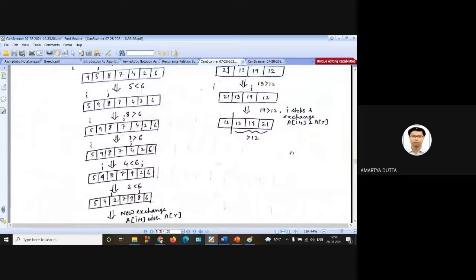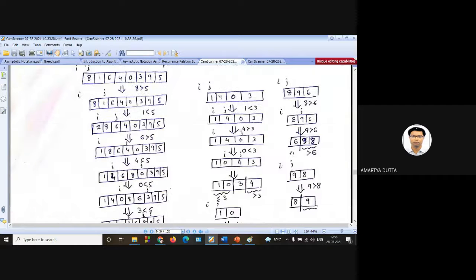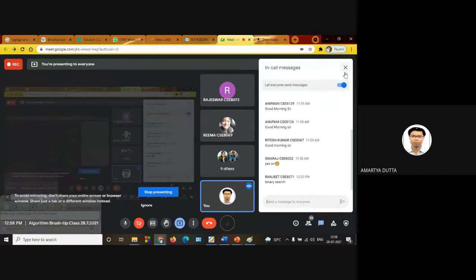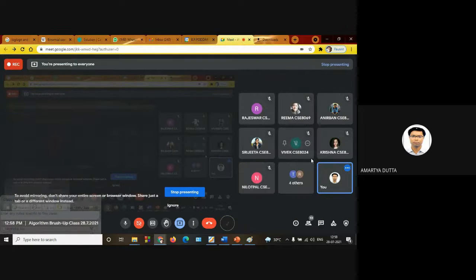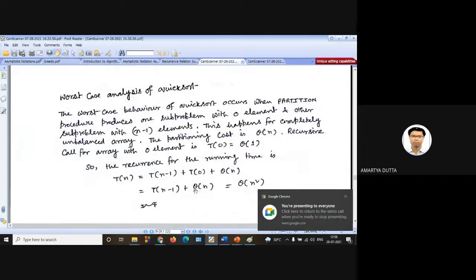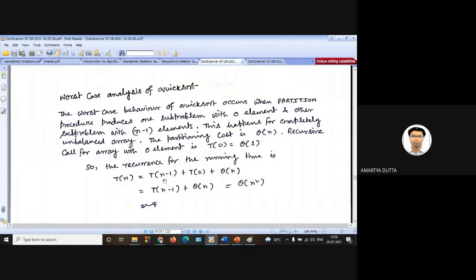And the complexity of quick sort. What is the complexity of quick sort? Do you know what the complexity is? So the recurrence relation is that the worst case complexity is that. Why worst case? The worst case is if the array is already sorted. This is the worst case scenario of quick sort.